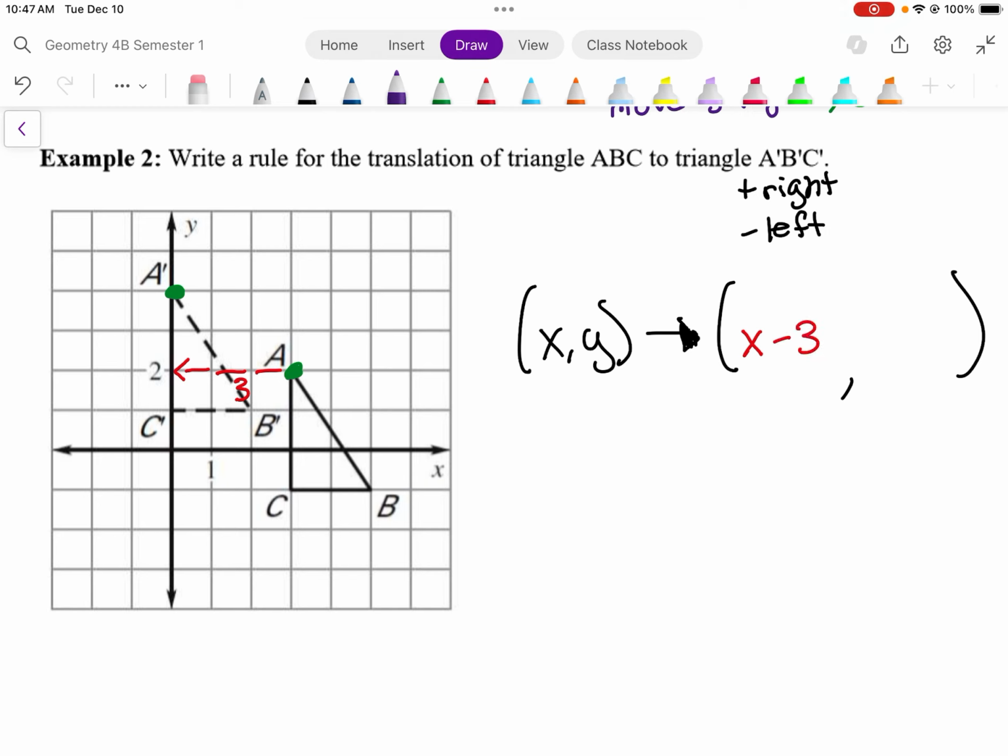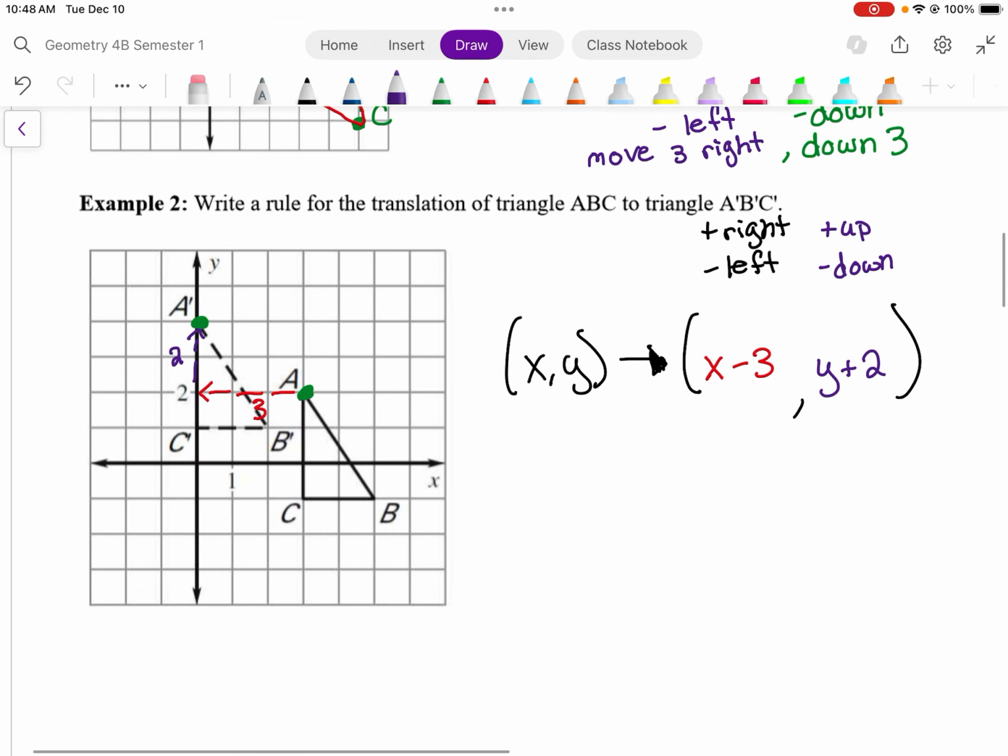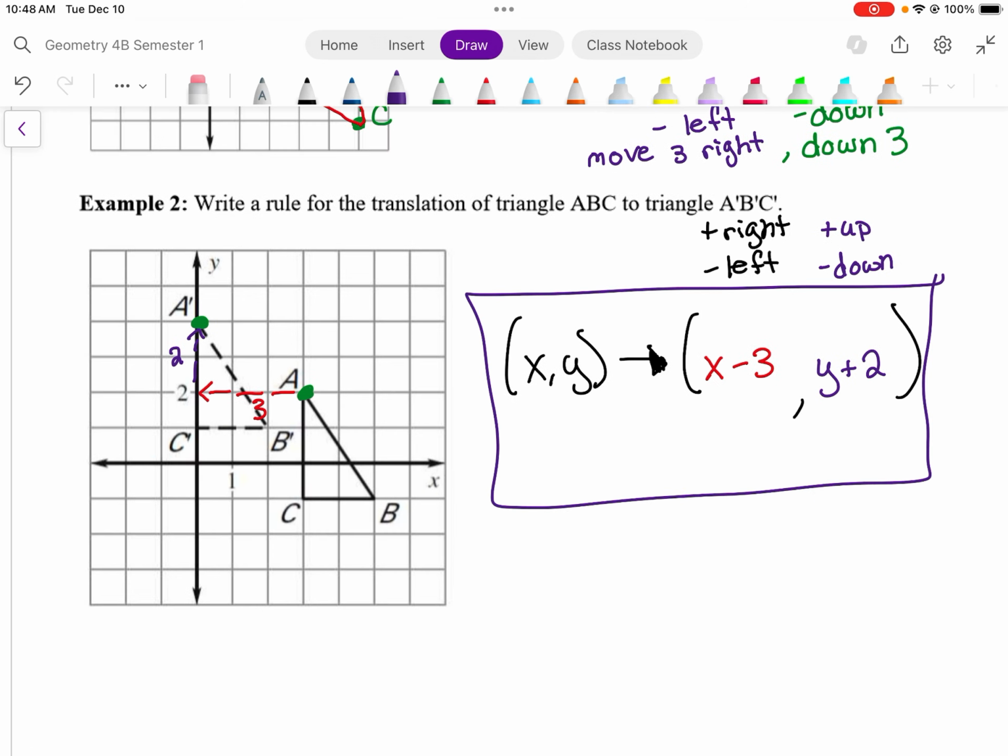Then if we look for our y's, if it's positive, we're going up. If it's negative, you're going down. This one, we are going up 2 units. So we're going to have y plus 2. So your rule is always going to have 2 x's and 2 y's. One in the beginning and then one in the final part of the rule. So all of this is what is expected when you are asked to write a rule. If you're missing the x and the y at the beginning, you will lose points. So make sure you are including both parts.